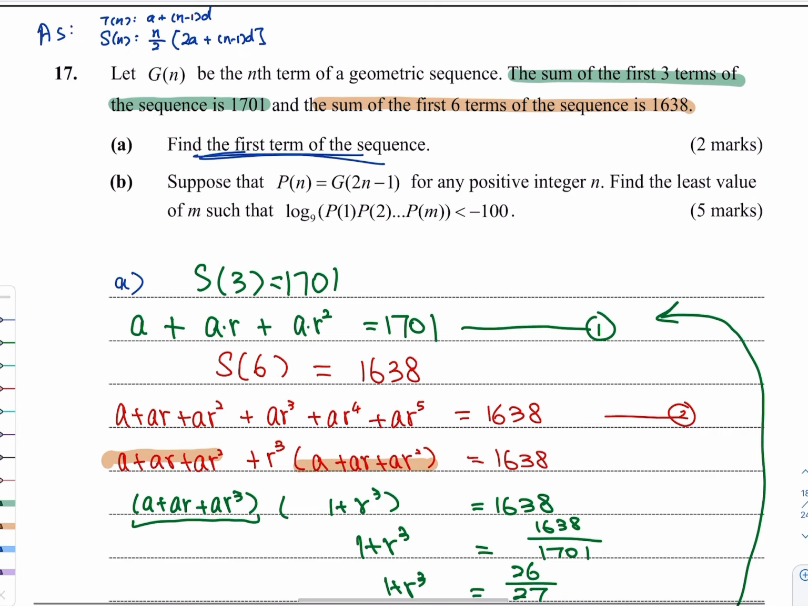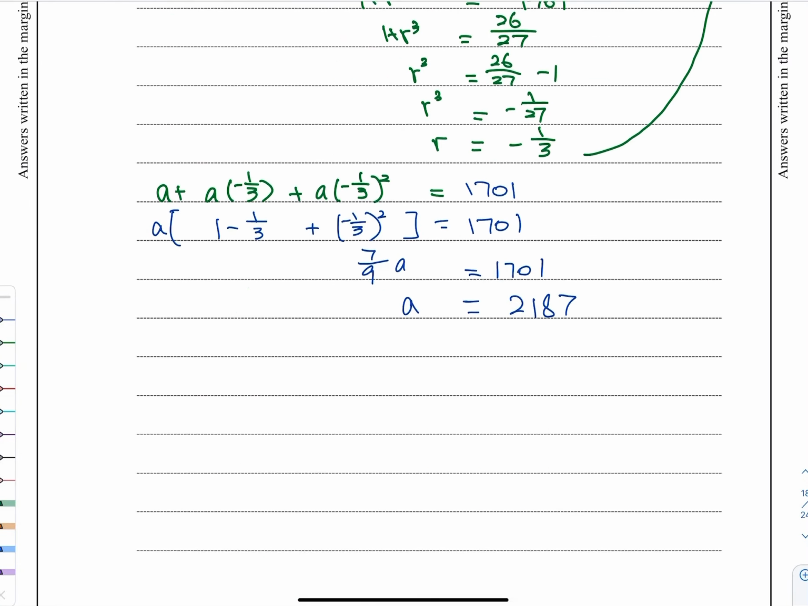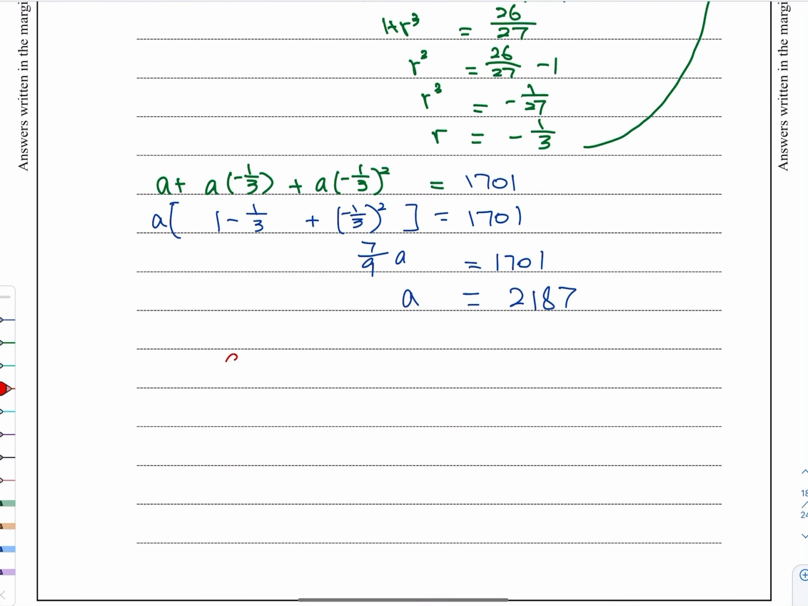Okay, what is our Gn first of all? Gn is 2187 times negative 1 over 3 to the power n minus 1. That's our common term for Gn, right? Because you have your first term and then r to the n minus 1. That's your Gn. Now there is a new term called Pn.